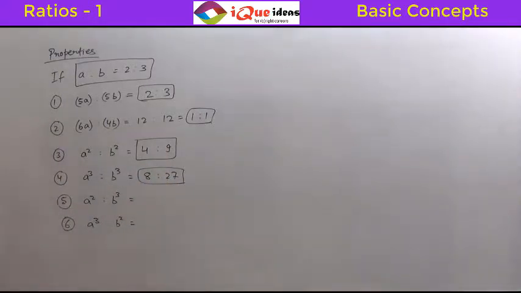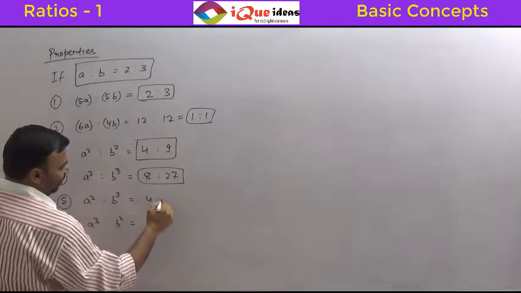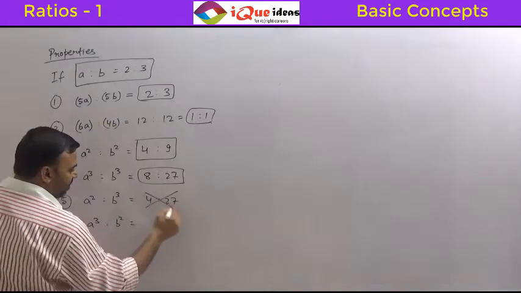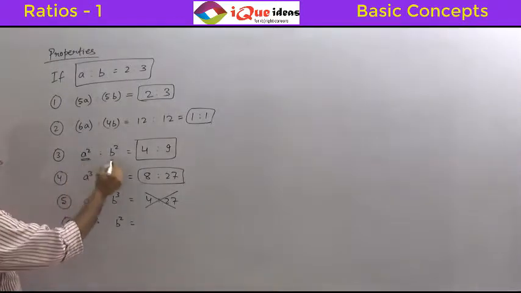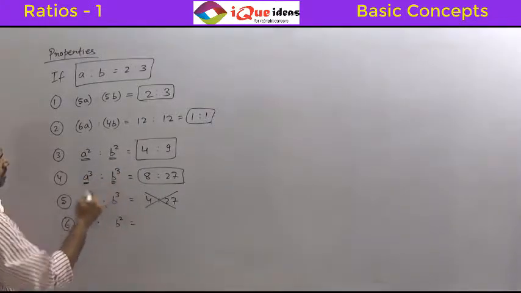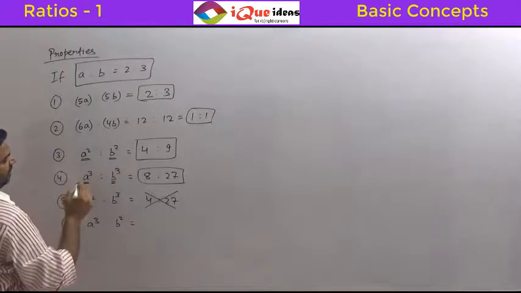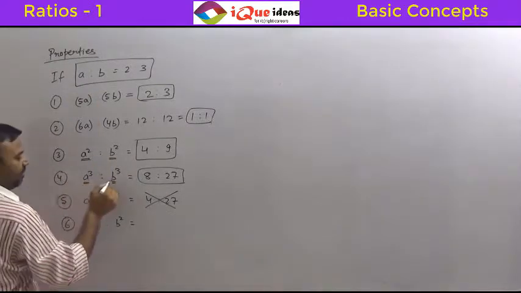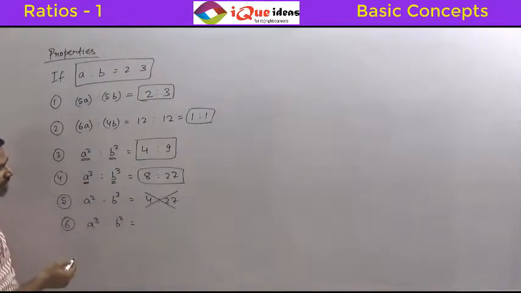Alright. What about this one? A square is to B cube. So 2 square is 4 and 3 cube is 27. No, it is wrong. Why is it wrong? See, it works as long as the power change is the same in all the components. Remember, the power change has to be the same. Here we were squaring, so the other also we will square. If we were taking cube, then B also we have to take cube. Here what we are doing is taking the square of A but the cube of B. That is not possible to be calculated.